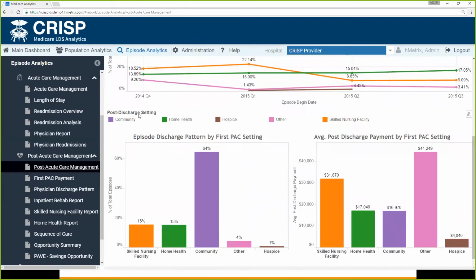Now, down below, we have the total snapshot of the discharge pattern. Here you can see very pronounced that community is by far the highest in the discharge pattern for this particular demo hospital. And then we have the post-discharge payment by those first PACs. So skilled nursing is the most expensive of the main facilities. This other is mostly going to be straight readmit, so directly right back to a short-term hospital, maybe for rehab or some other issue.